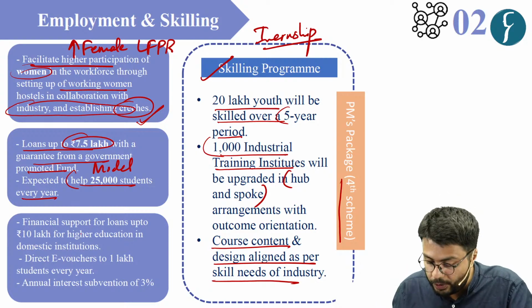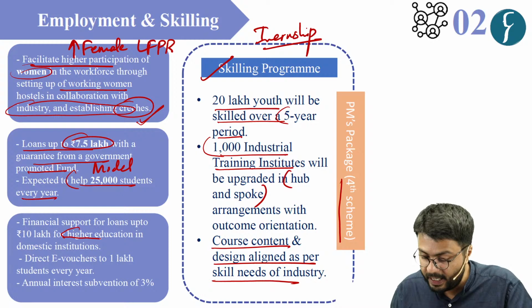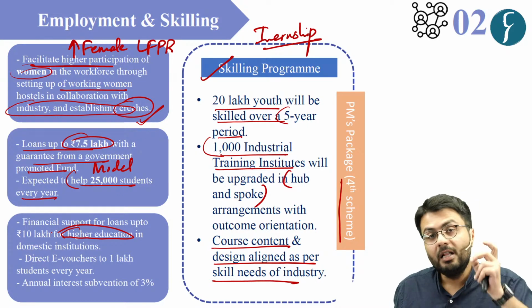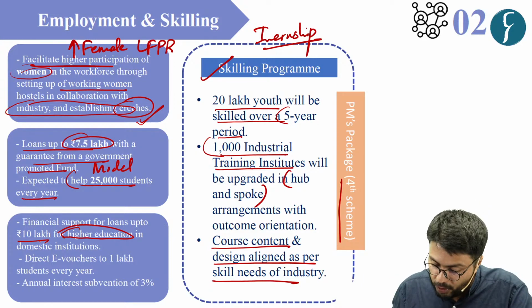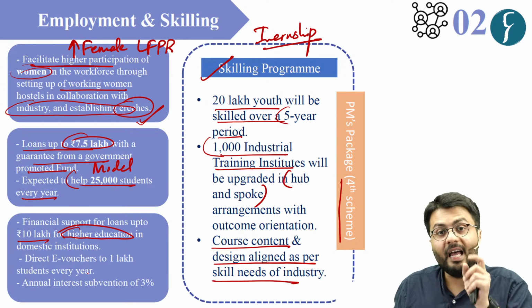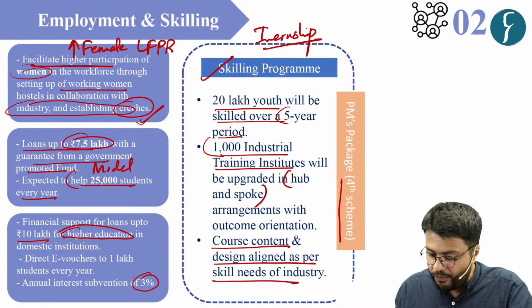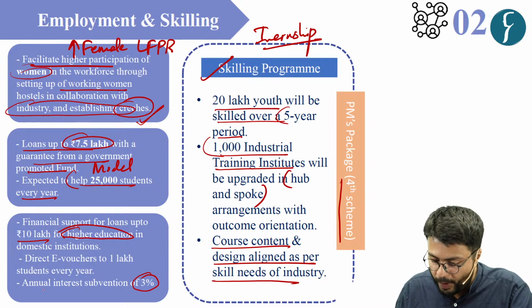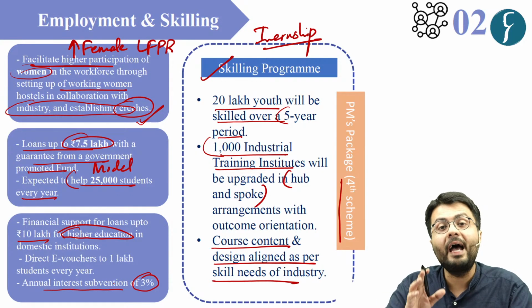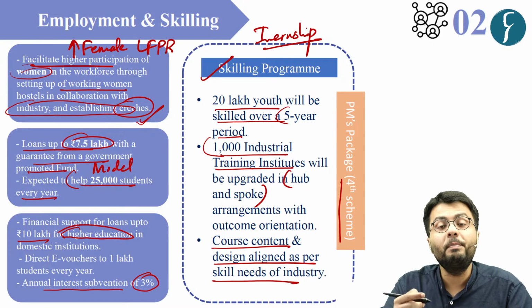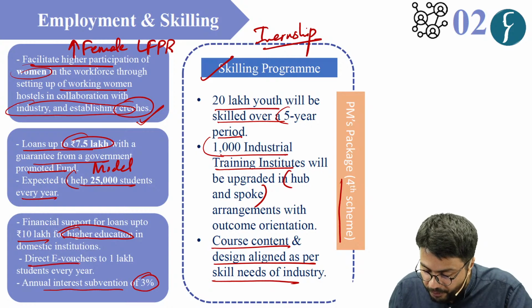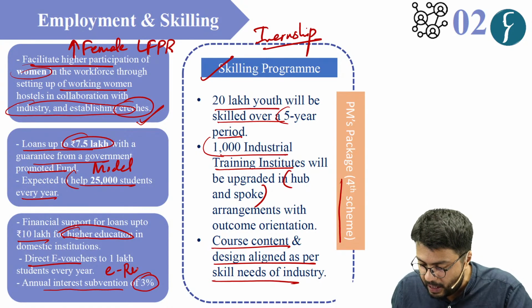Also, for students who want to undertake higher education in the country, they'll also be provided loans for up to 10 lakhs, and these loans will be provided at a reduced interest rate of 3%, which will be provided by the government in form of annual interest rate subvention. Now, these benefits will be provided by the government in form of digital e-vouchers such as e-rupee.